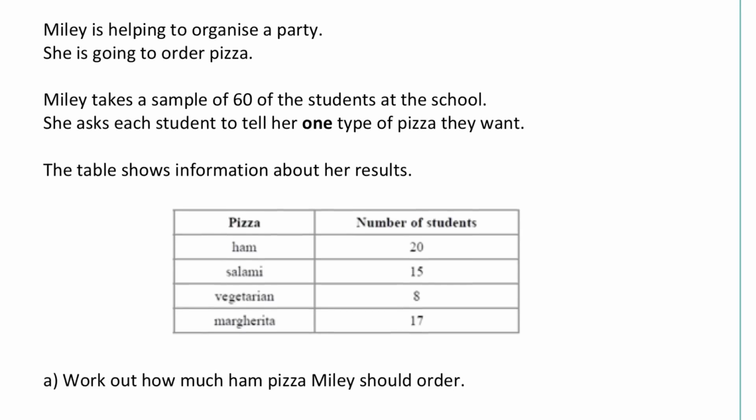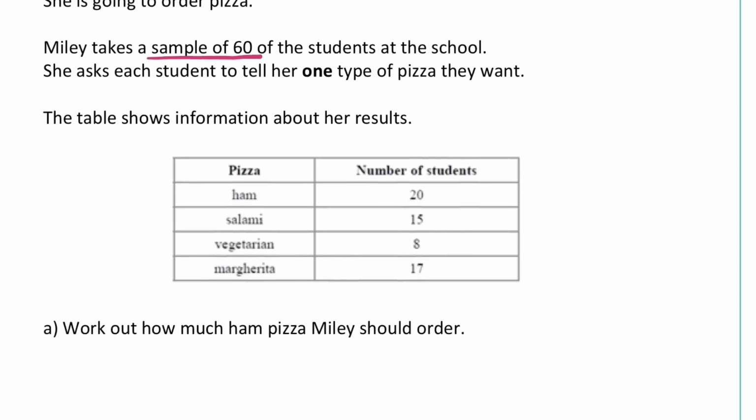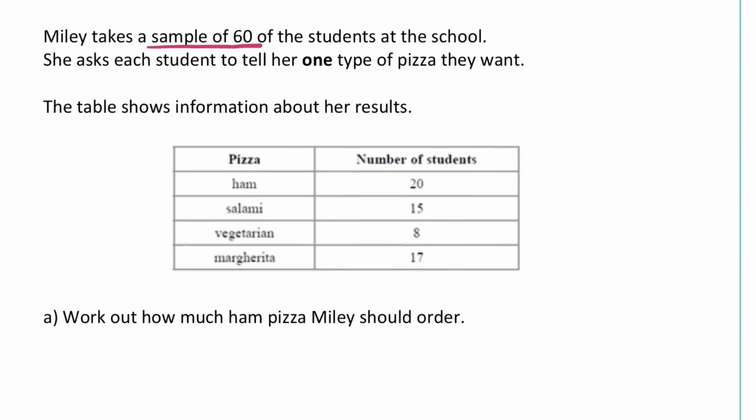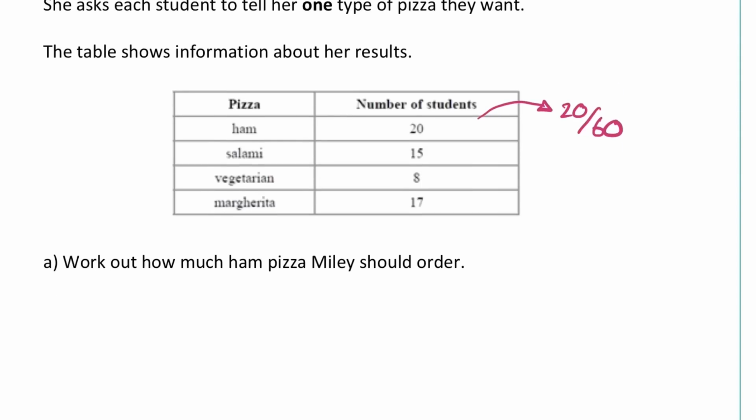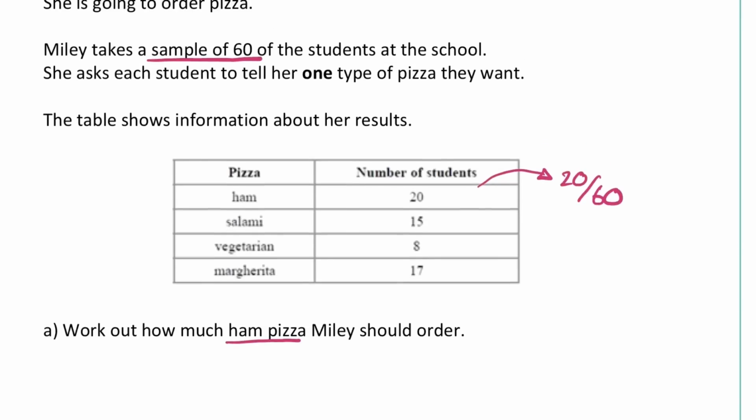So it tells us this is a sample of 60. So whichever one we are looking at as a fraction, we can write out of 60. So the ham pizza is 20 out of 60, and each subsequent one is out of 60 as well. So salami is 15 out of 60, vegetarian is 8 out of 60, and margarita is 17 out of 60. So we want to look at the ham pizza. That's good because it's the first one we've written down.